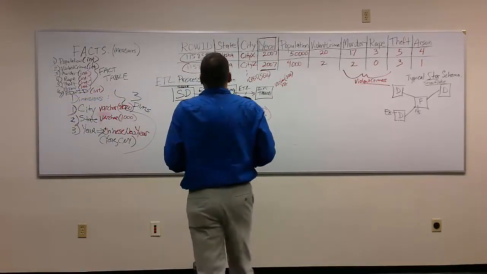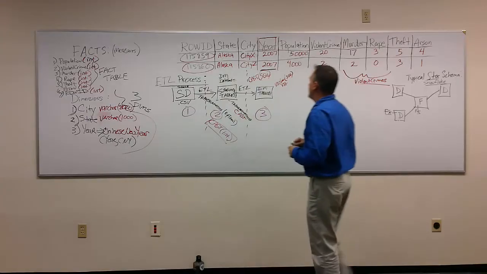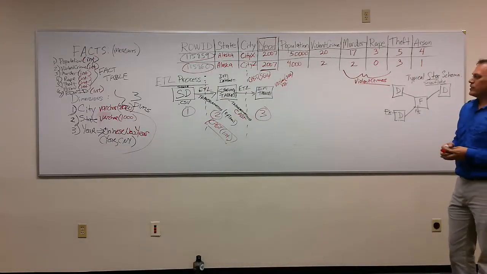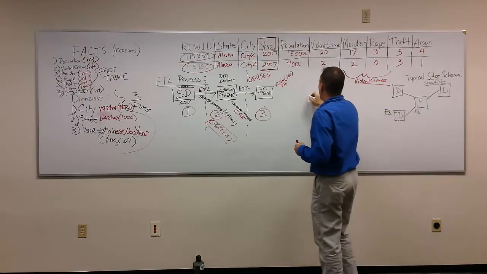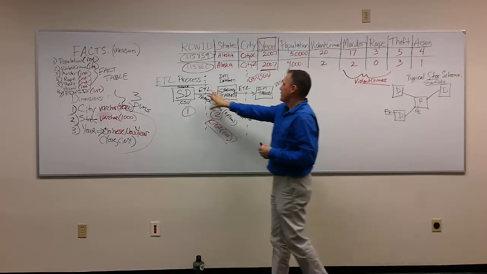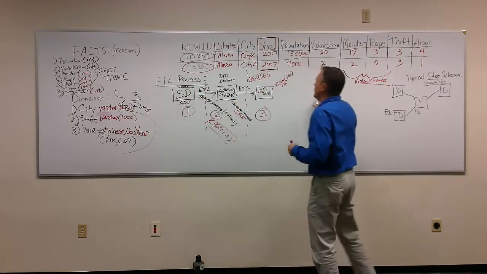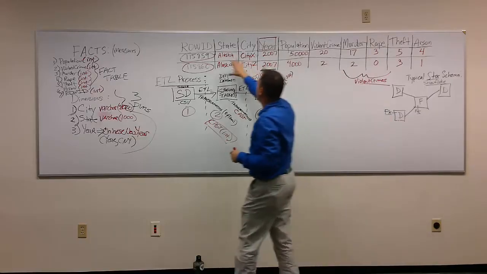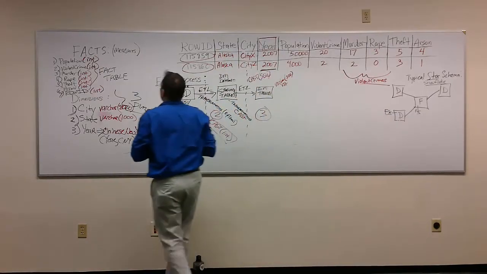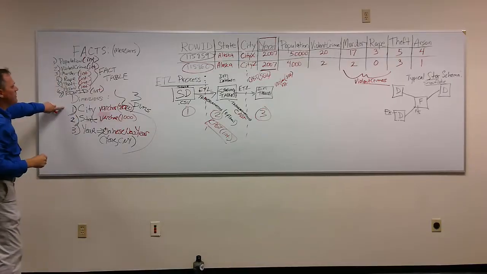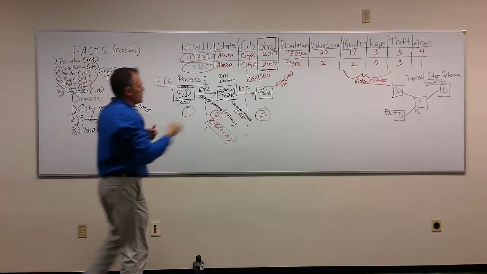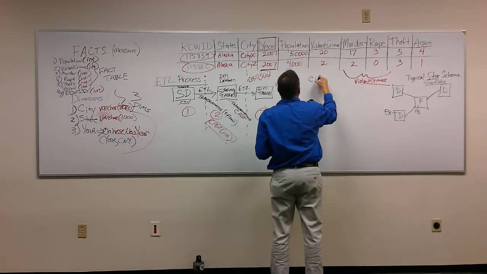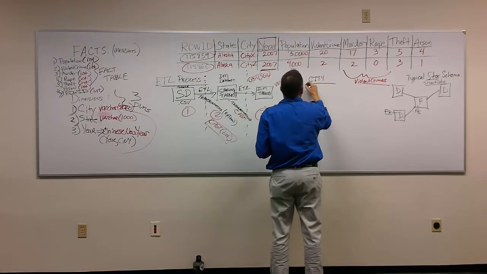Now, once the data goes into the staging table, here's what's going to happen at a very micro level. Whenever data goes into the staging table, let's say that in our city table, let's look at the city table first. What would be our columns in the city table? What would our city table look like?